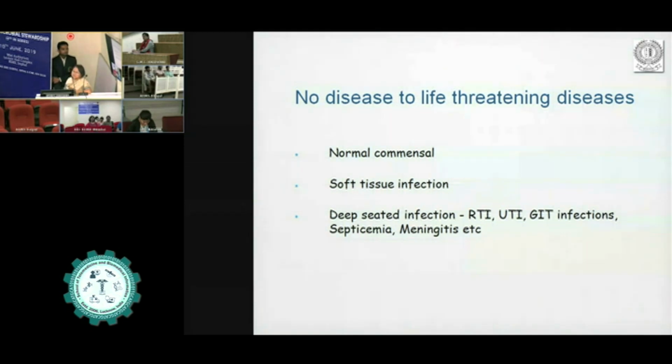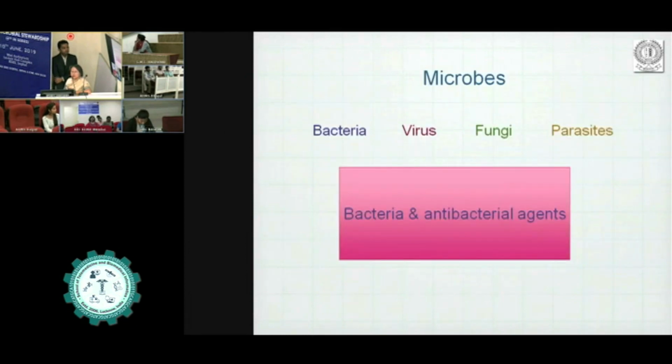So what is needed is a balance. What we are concerned with as medical professionals are those diseases. It may be a simple soft tissue infection, or it may be an invasive disease that we are concerned about. So though I have said that there are classes of microbes, what we are really concerned with in the antimicrobial stewardship program is a group of microbes, that is bacteria and the antibacterial agents.